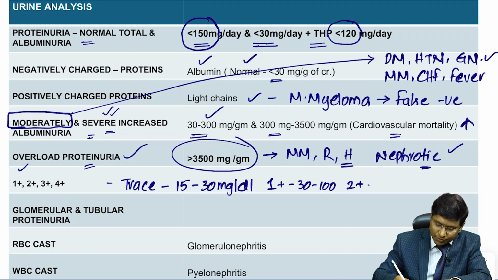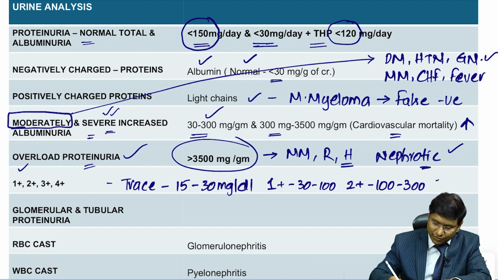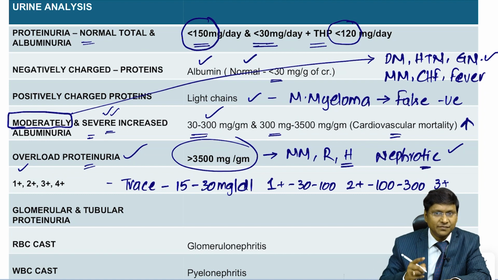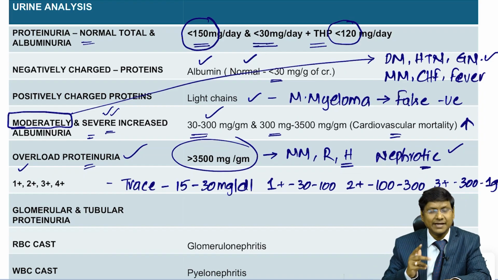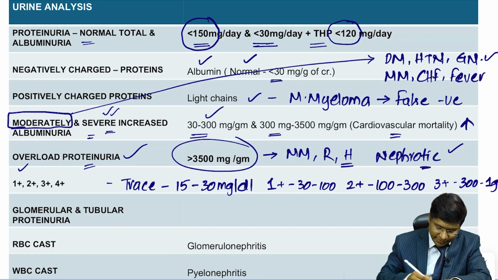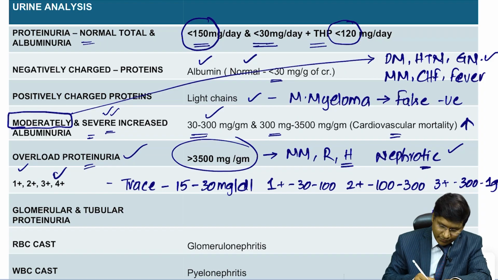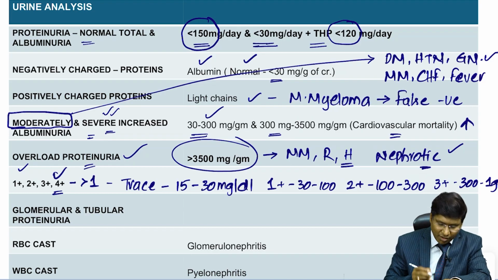And when do we call 2 plus? We use the term 2 plus when the quantity of the protein which is excreted out is around 100 to 300 milligram per deciliter. And when do we use this term called 3 plus? We use the word 3 plus when it is around 300 to 1 gram per deciliter, right? 300 to 1 gram per deciliter. And when do we use this term 4 plus? We use this term 4 plus when the quantity of the protein which is excreted out is more than 1 gram per deciliter. That is when we use the term called 4 plus.